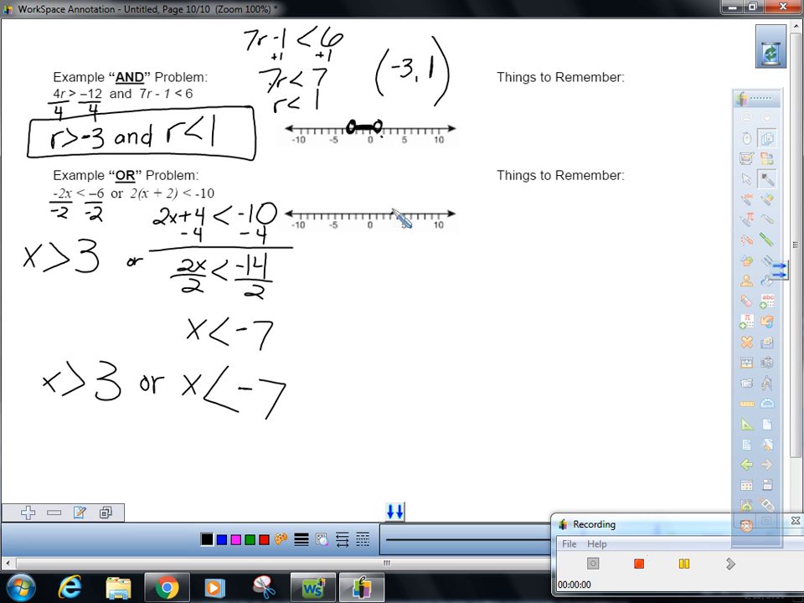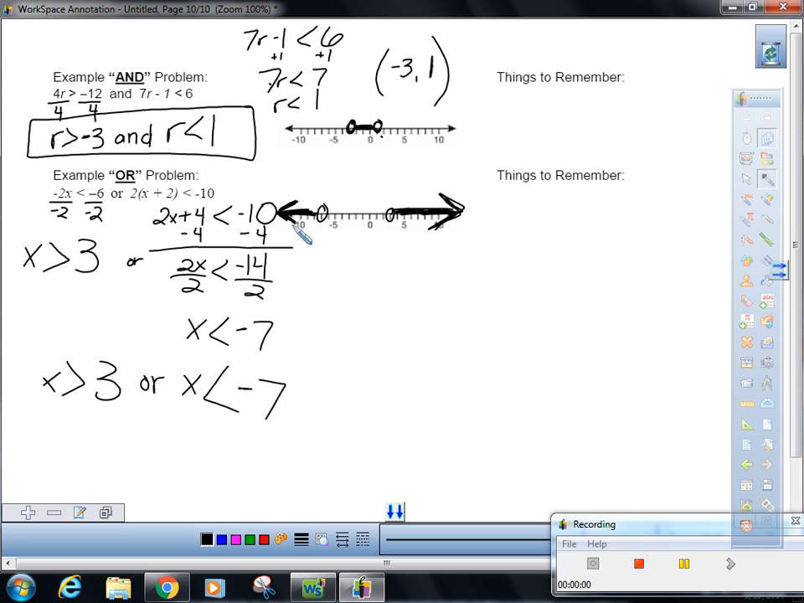So, put an open dot on my 3, put an open dot on my negative 7. The ors are easier to satisfy. I'm thinking of a number. How about 5? Is 5 bigger than 3 or less than negative 7? Yes, it is. So I plot it. In fact, all of these numbers will work. All of those numbers are bigger than positive 3, and these solutions will all satisfy our requirements.